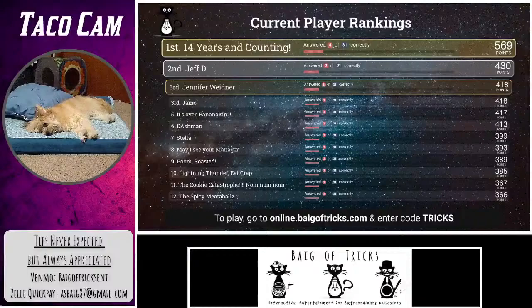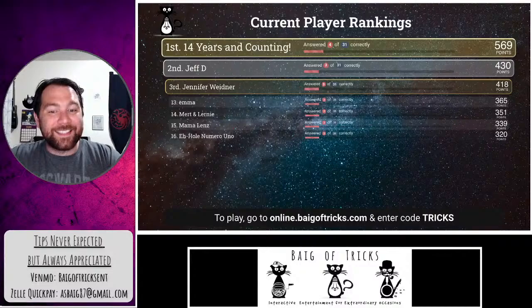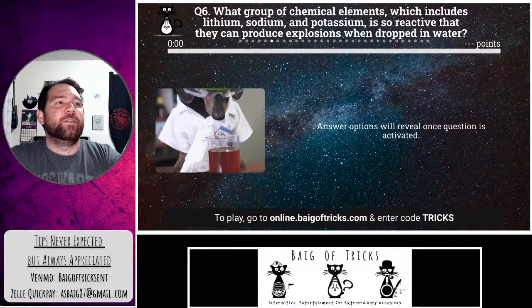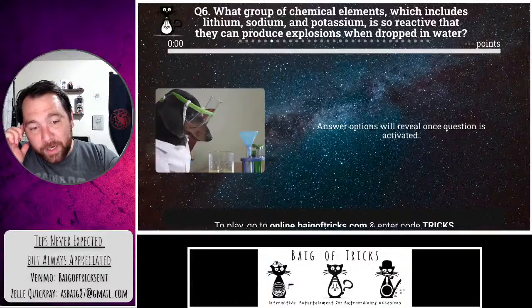Question number 6. What group of chemical elements, which includes lithium, sodium, and potassium, is so reactive that they can produce explosions when dropped in water? What is the name for this group of chemical elements? Is it the coinage metals, the chalcogens, the alkali metals, or the triels?